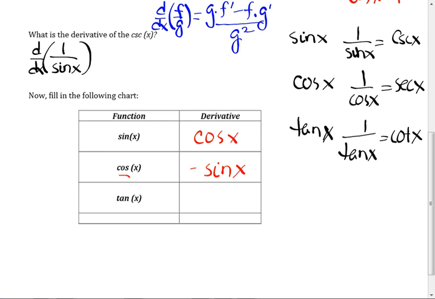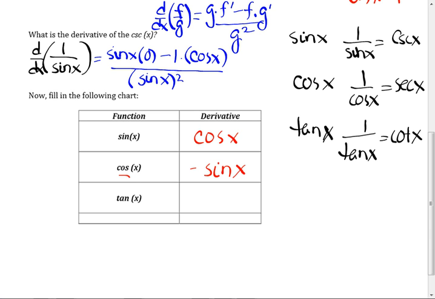Okay, so what is the derivative of this? It's equal to the denominator times the derivative of the numerator. What's the slope of y equals 1? It's the slope of this line. It's 0. Minus the numerator times the derivative of the denominator. We just did it. It's right down here. Cosine. All over the denominator squared.